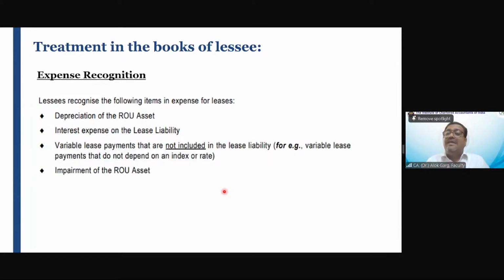Which is depending on a sales value. For example, you have to pay 10,000 rupees of rent and 1% of the sales. So that 1% of the sales will not come under the lease payment. It will not come under the lease payment means whenever this rent has to be payable, that rent has to be charged to the expense in the P&L. Impairment of the ROU asset. If there is an impairment, it will also come into the P&L. So these four things will come into P&L in Ind AS 116 in the lessee's P&L. Okay.